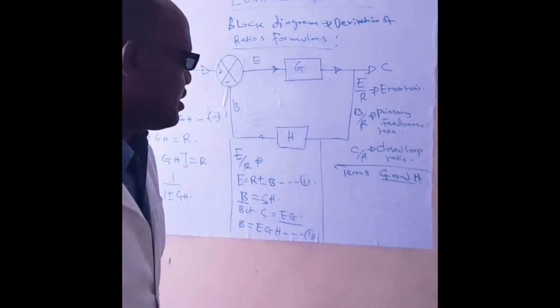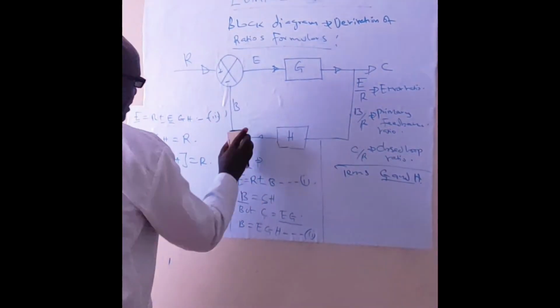Now the second one is the primary feedback ratio. So let's derive the primary feedback ratio as well.